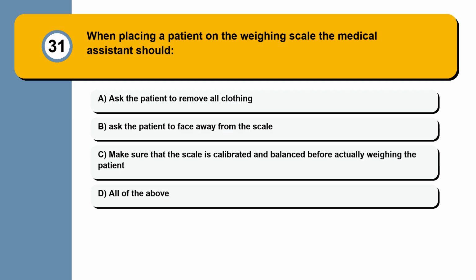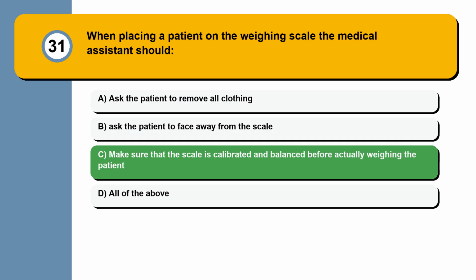Question 31. When placing a patient on the weighing scale, the medical assistant should. Here are your options. Option A. Ask the patient to remove all clothing. Option B. Ask the patient to face away from the scale. Option C. Make sure that the scale is calibrated and balanced before actually weighing the patient. Option D. All of the above. The correct answer is option C.